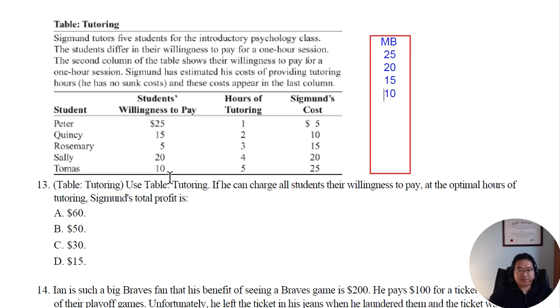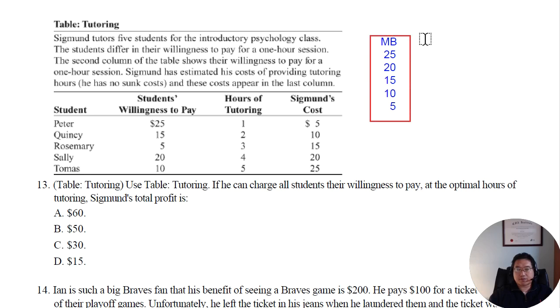He can get $10 from Thomas. This practice is actually called perfect price discrimination, meaning that Sigmund can see the willingness to pay from each student, and he can charge them according to the highest amount they would like to pay, but not really offering them an hourly rate. Okay. Of course, the last one, the 5th hour, the marginal benefit he can get from the market is only from Rosemary. That's $5. That's our marginal benefit.